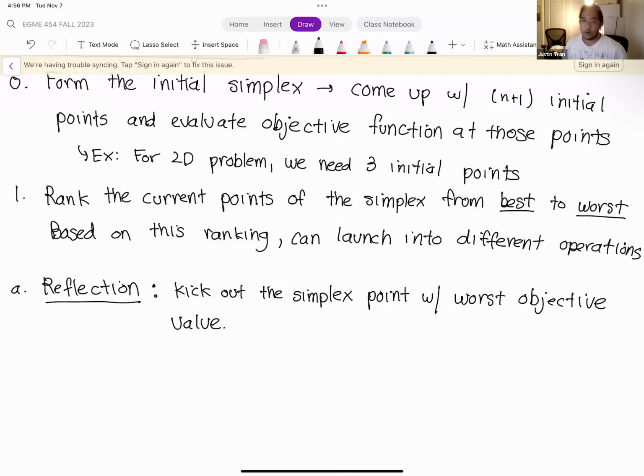So we're going to kick out the worst one, but we can't just kick it out. We need to replace it with a new point because we still need to maintain our simplex shape. So we're going to replace this one with a new simplex point. The next question is, how do we determine the coordinates or the values for that new point? That new point is going to be a reflection of the point that we just kicked out.